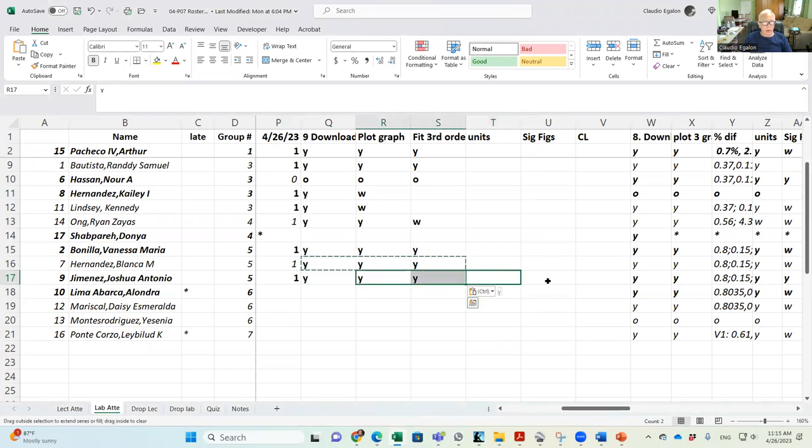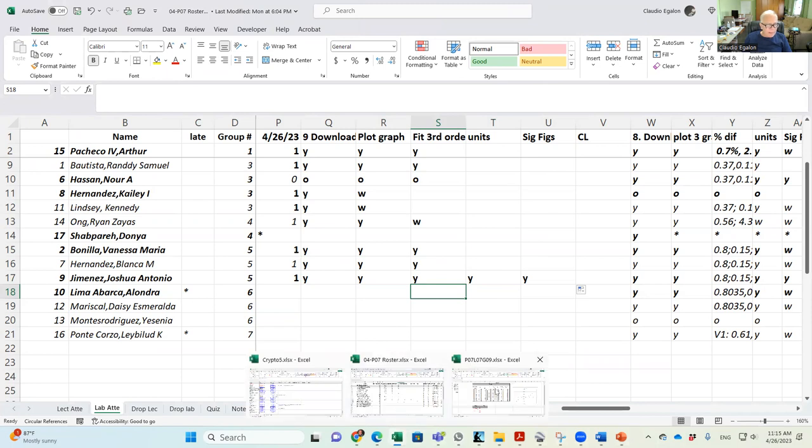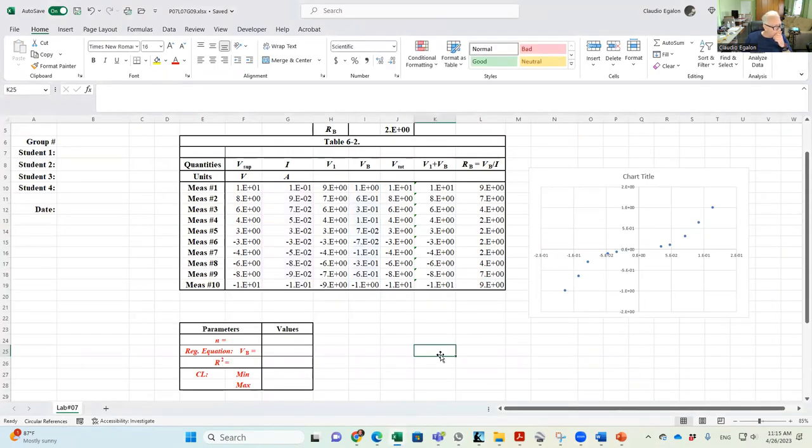I want to share... Okay, so let me see one thing. I want to do something slightly different than what I have been doing because this graph is a third order. If you have time, we're going to do that. If you don't have time, we're going to leave it for another opportunity.